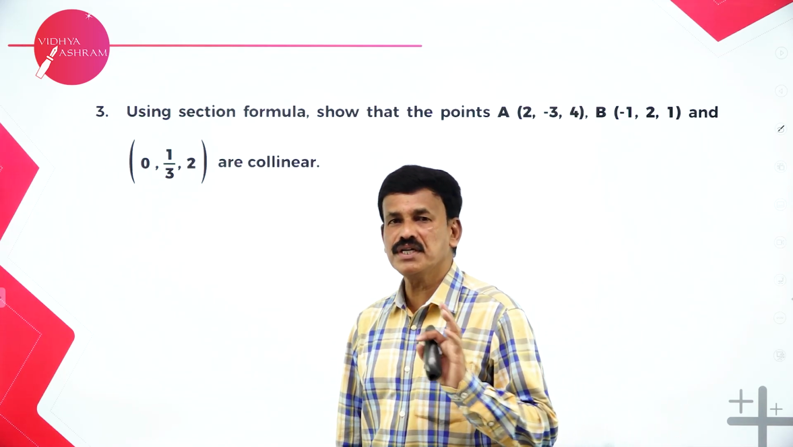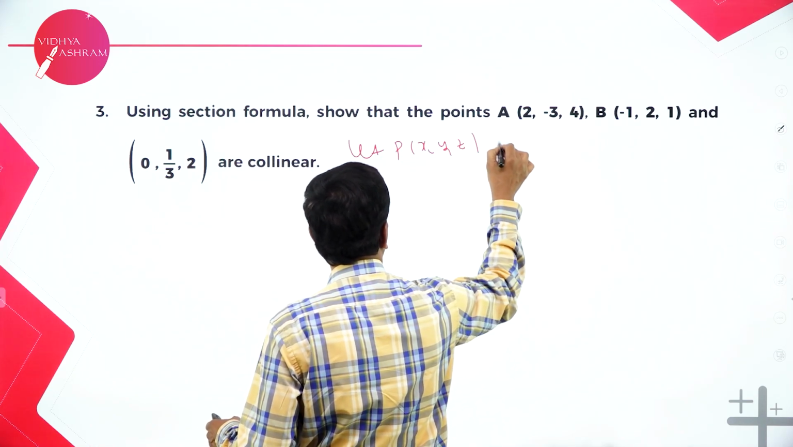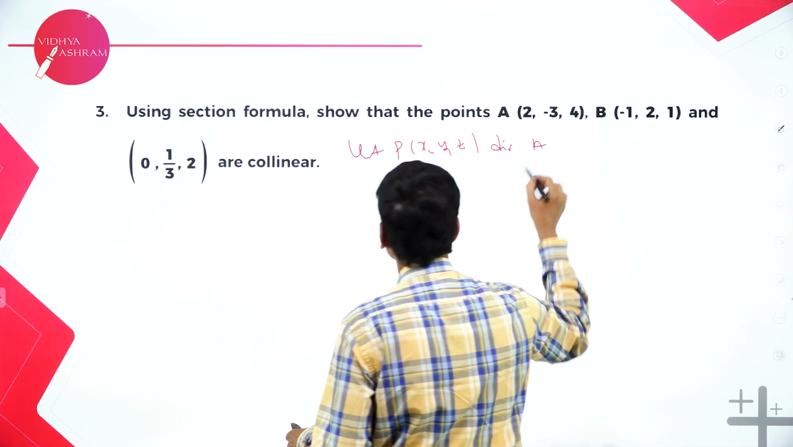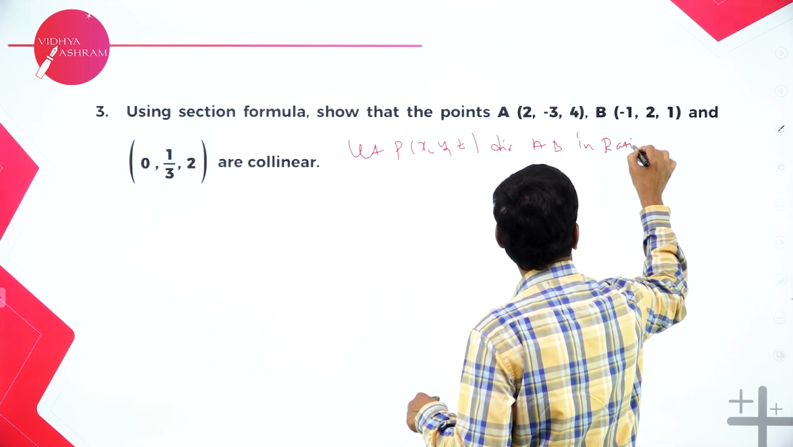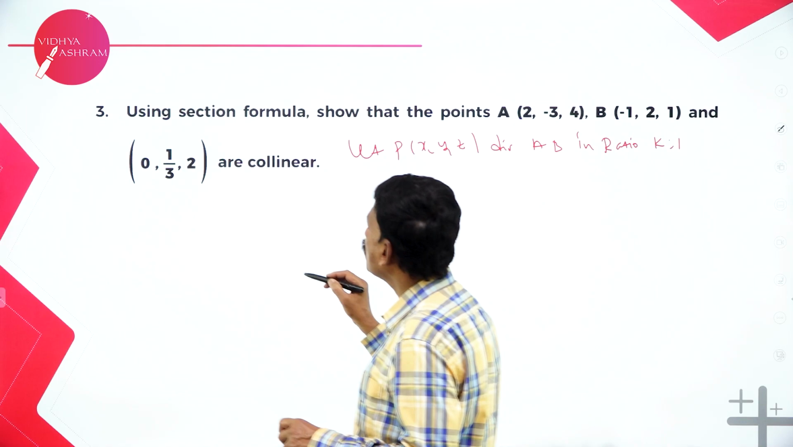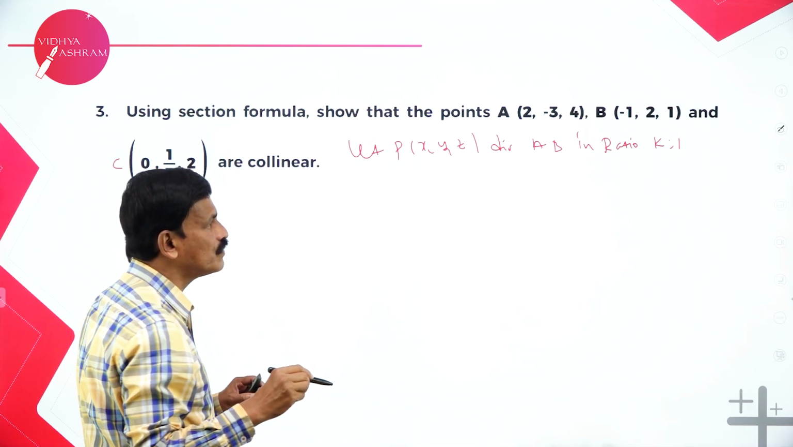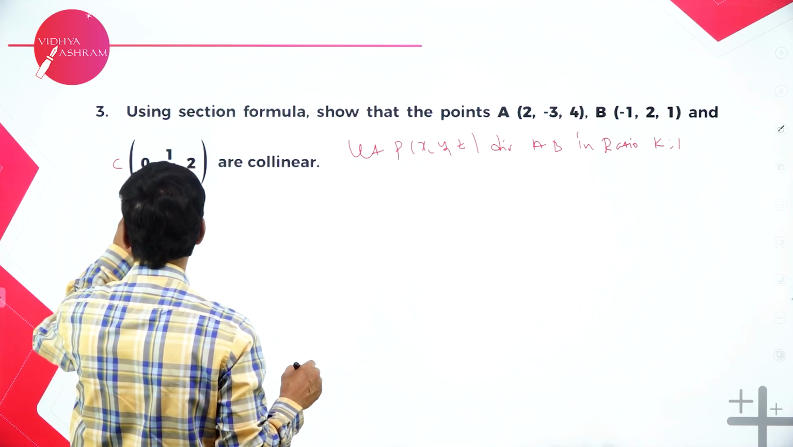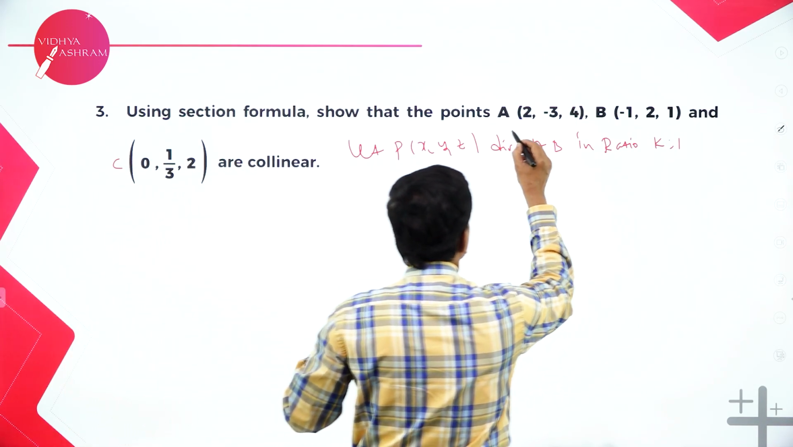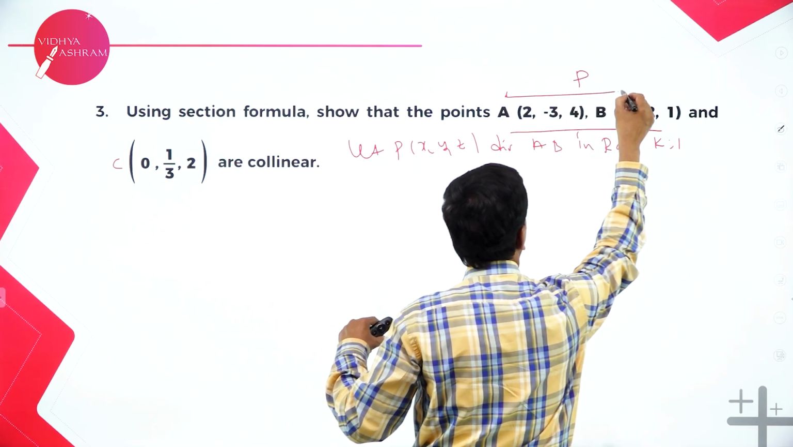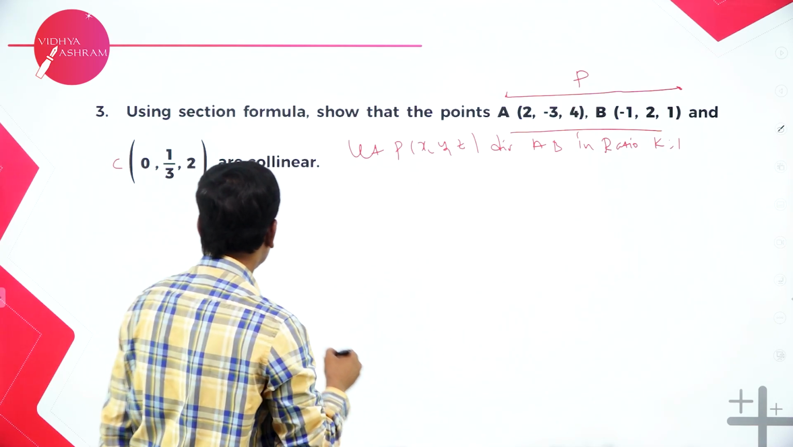Now, just find the coordinates of P. Let P(x, y, z) divide AB in the ratio k is to 1. So A is (2, -3, 4), B is (-1, 2, 1) and C is (0, 1/2, 1/3). Let P(x, y, z) divide A and B in the ratio k is to 1. Just find out the coordinates of the point P.